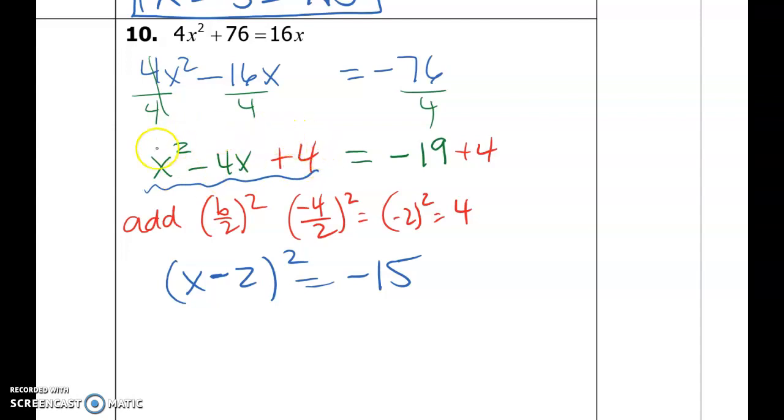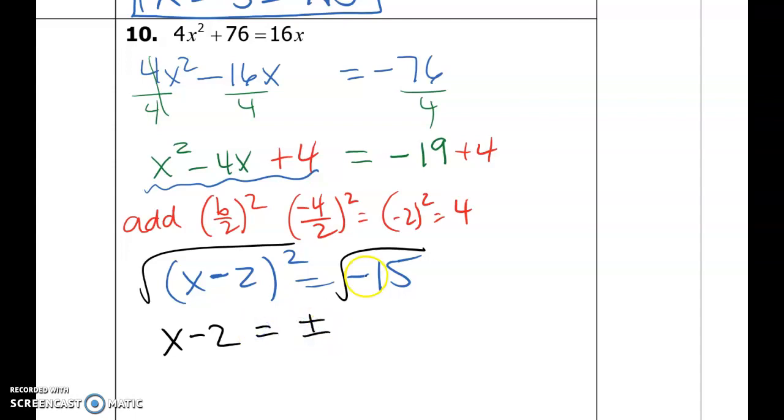Or if I just factored this right here, I would get the same thing. So from there, take the square root, solve. Take the square root, x minus 2 equals plus or minus. There's a negative inside of my radical. Anytime there's a negative inside of my radical, I should know to take out the i. You can't have a negative in there, so we pull out the i. The square root of negative 1 is i.